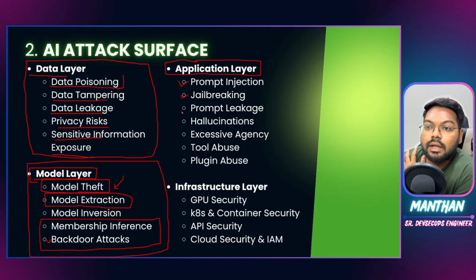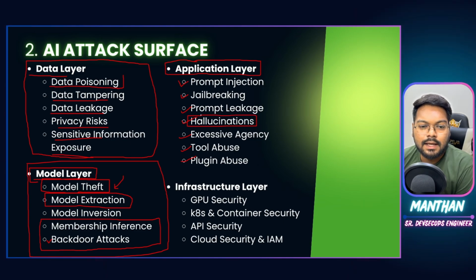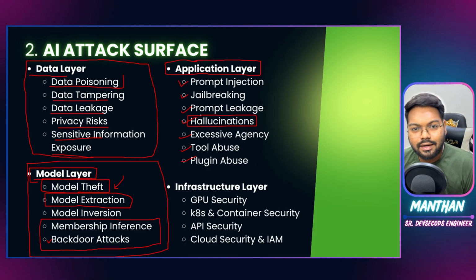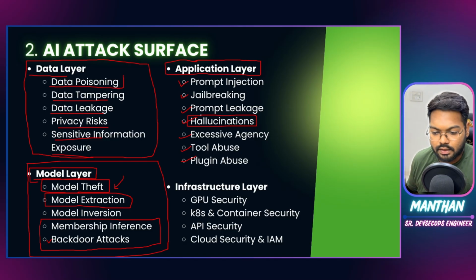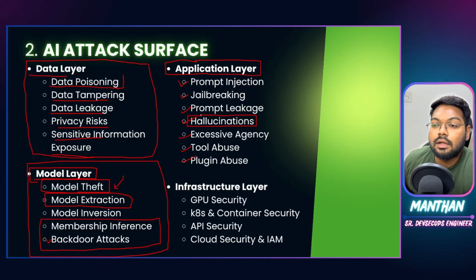Then prompt leakage, hallucinations, excessive agencies, tool abuse, and plugin abuse. You can look at all of these later on. Hallucination is a thing where AI gives you gibberish information, which it is not trained at all on, or if it refers from somewhere else and gives you a random garbage answer. So that's hallucination.